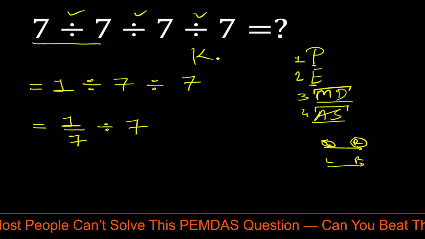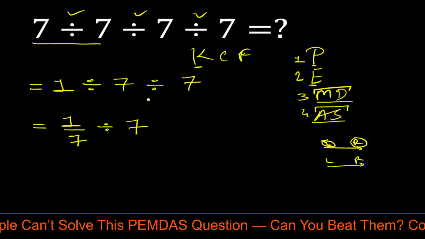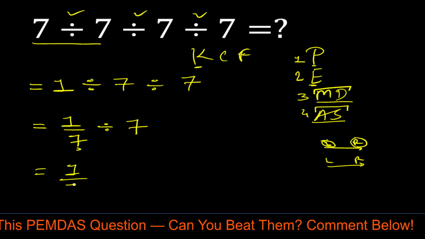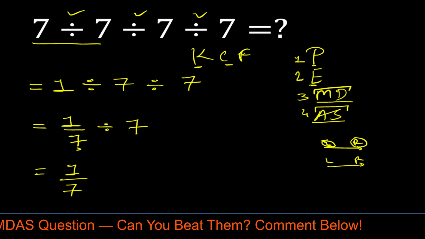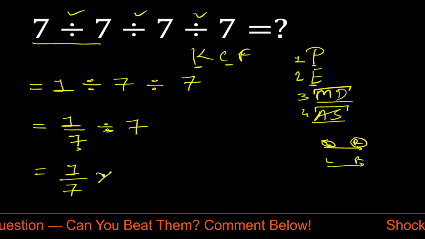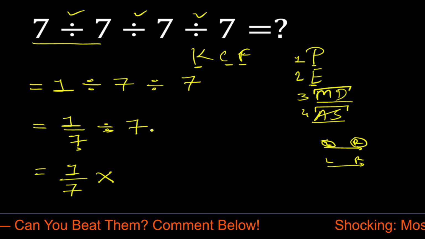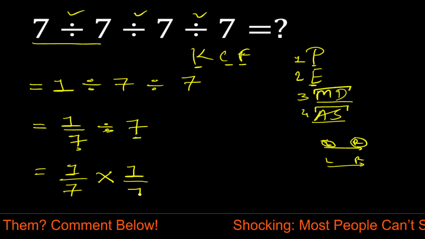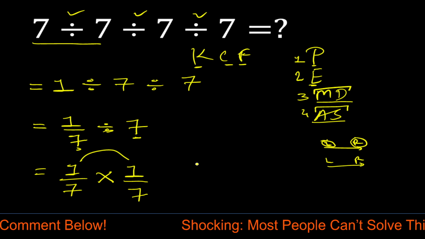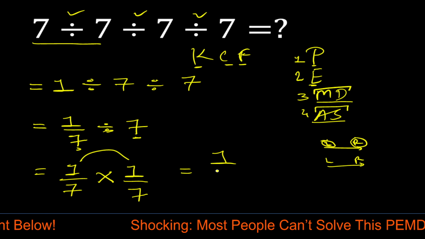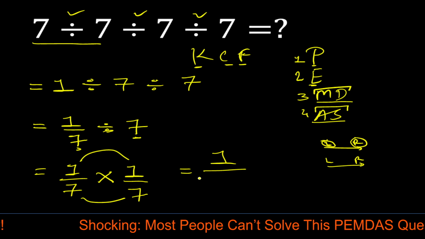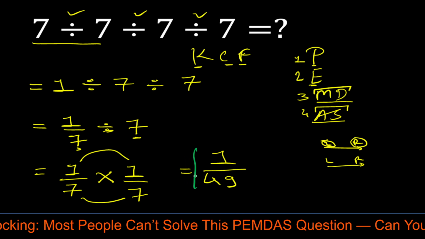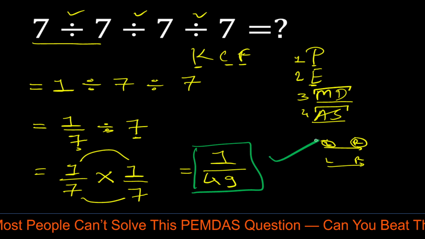So now according to KCF rule, K means keep this first fraction 1 upon 7 as it is same. Then C means change this sign from division to multiplication. Then F means flip this second 7 is equal to 1 upon 7, right? Now 1 times 1 is equal to 1. Then 7 times 7 is equal to 49, right? So the correct answer is 1 upon 49.